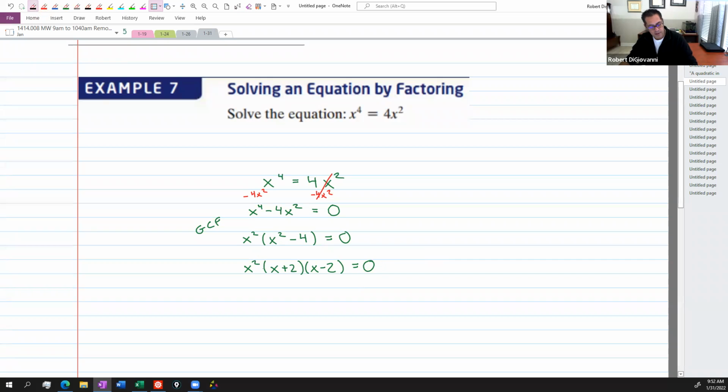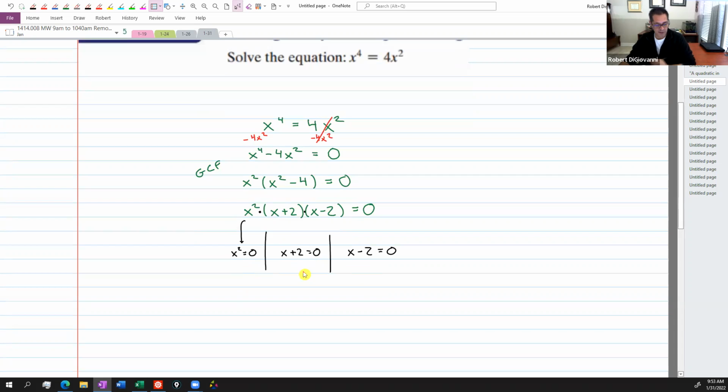And now that we're here, since they're all multiplied together, we can take each of these things and set each one of them equal to 0. So I can set x squared to 0, the next one, x plus 2, to 0, and the last one, x minus 2, to 0. And then I can solve each of these.